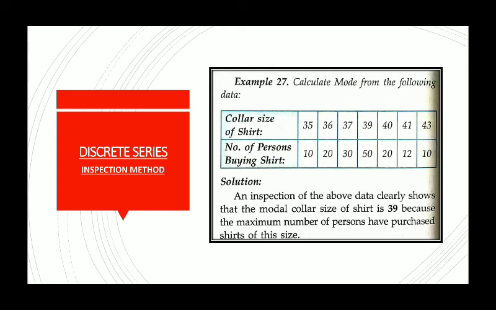Now, what is the mode? An inspection of the data clearly shows that the modal collar size is 39 because the maximum number of persons have purchased shirts of size 39. The highest frequency here is 50 and 50 corresponds to 39. So the answer is 39. Since it is the size of the shirt, there is no unit. If the unit is there, you must write the unit also.